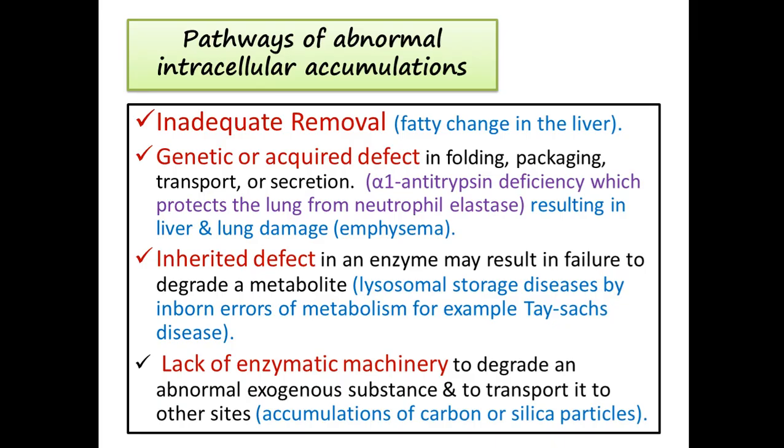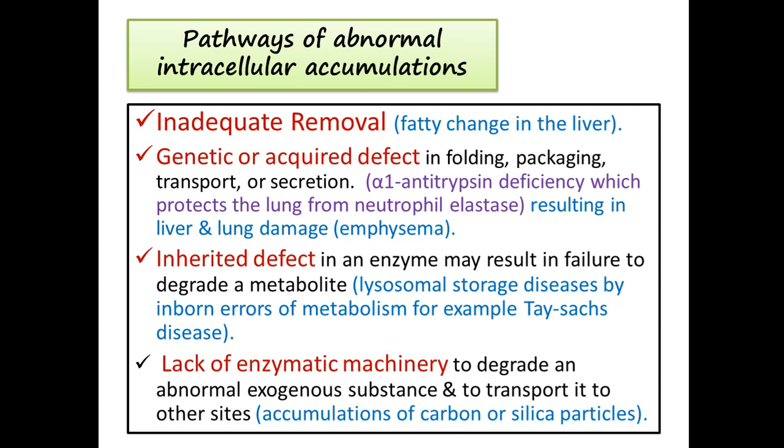The various pathways where abnormal intracellular accumulations occur, for example, if there is inadequate removal, for example, if excess fatty acids are transported to the liver, that may occur in diabetes, alcohol, non-alcoholic fatty liver disease, various toxins like carbon tetrachloride. So these causes will lead to abnormal accumulation, excess accumulation of fat within the liver hepatocytes.